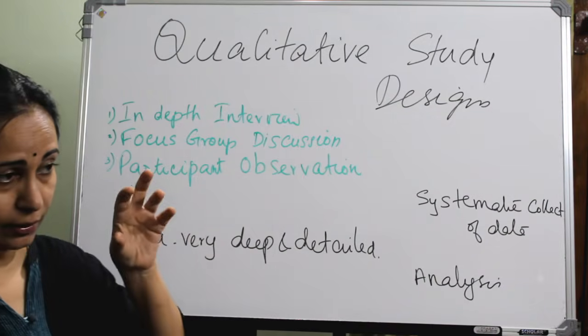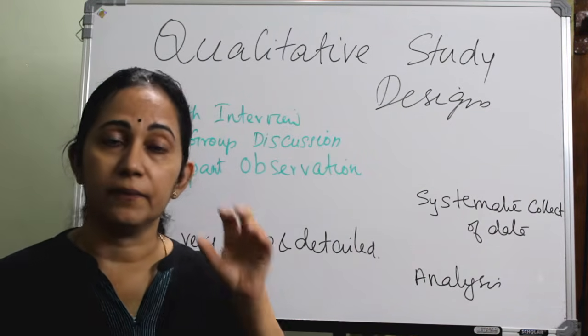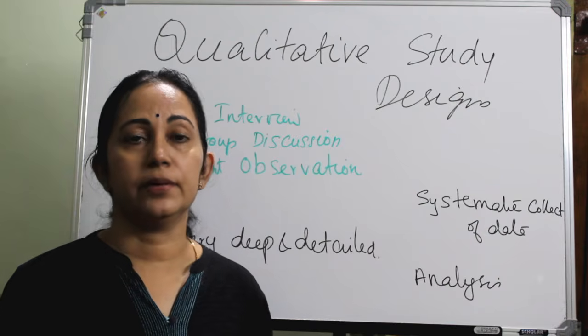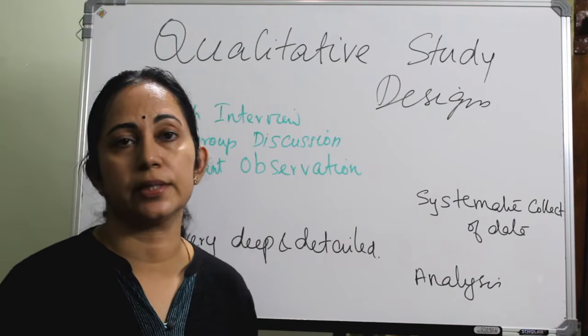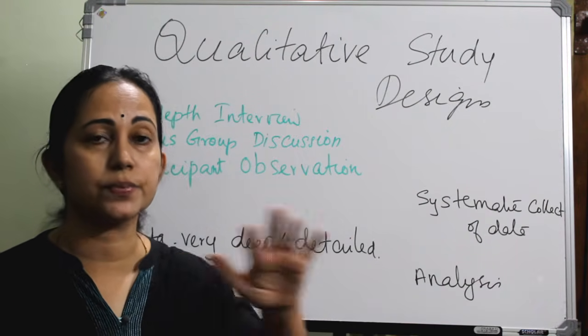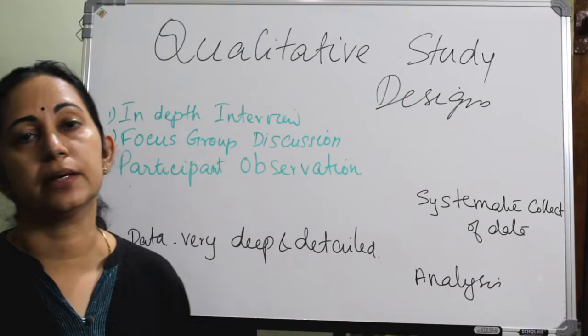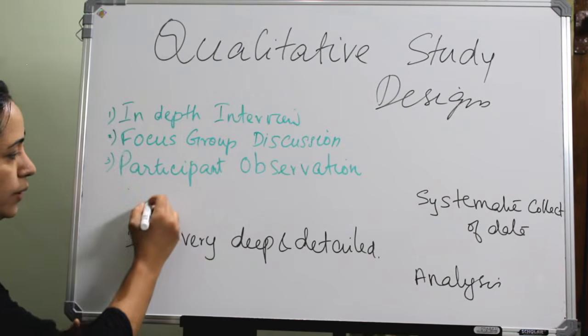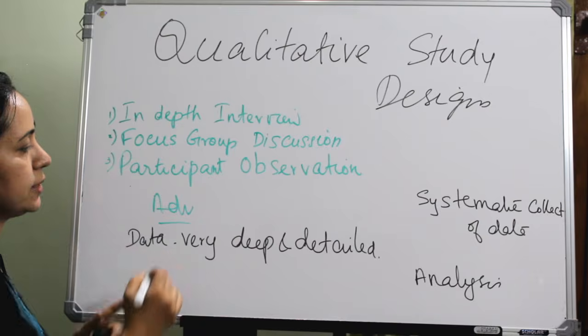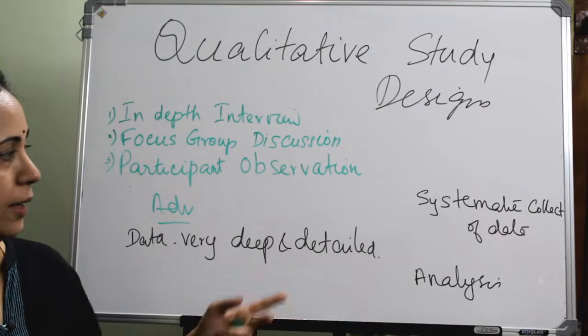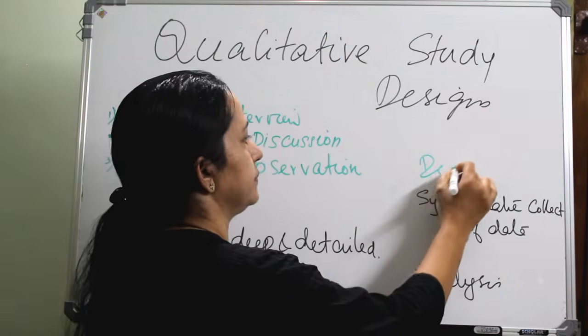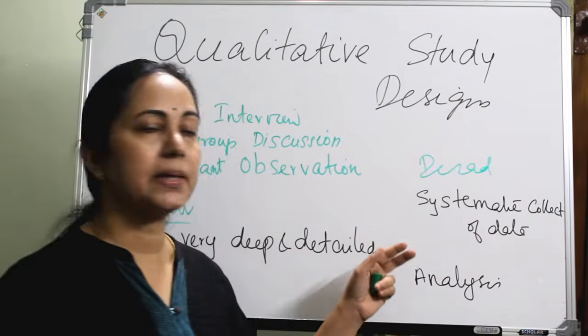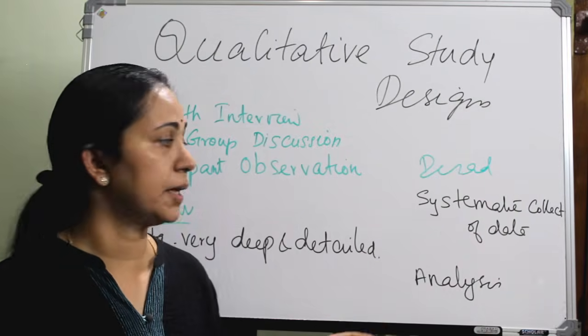Here the investigator will become a participant. The investigator himself will go there and become a participant, then observe the whole event, make notes, collect data and analyze. So the advantage is that the data is very deep and detailed, and the disadvantage is that systematic collection of data is sometimes difficult.